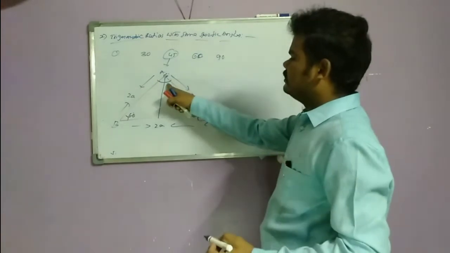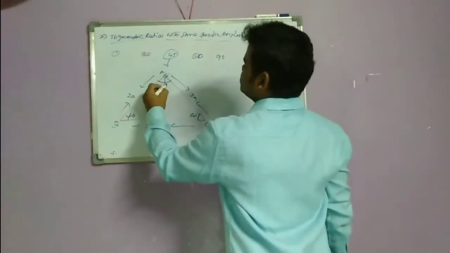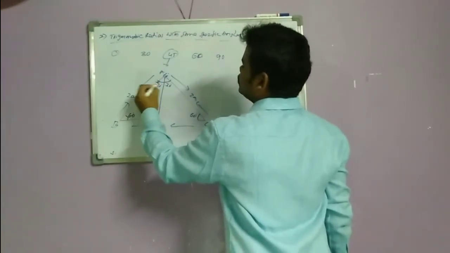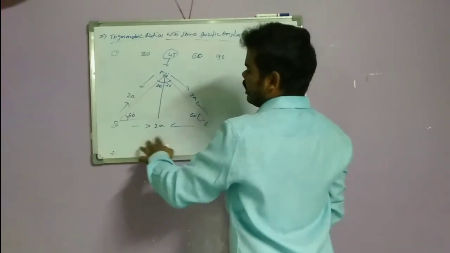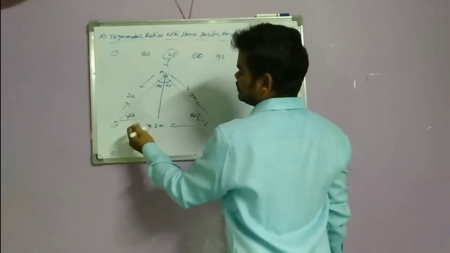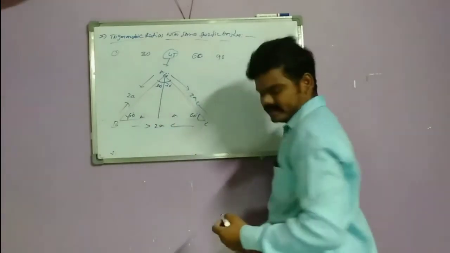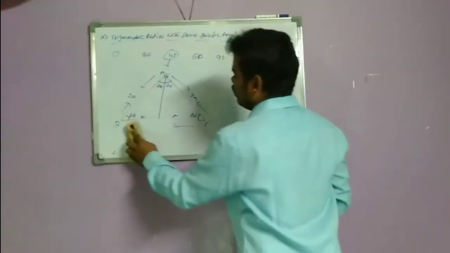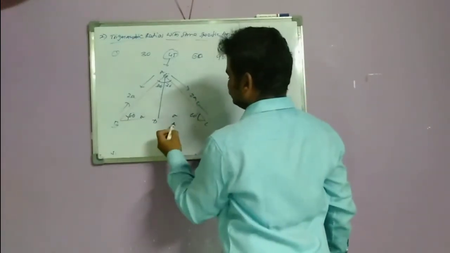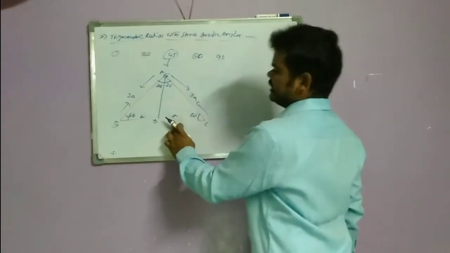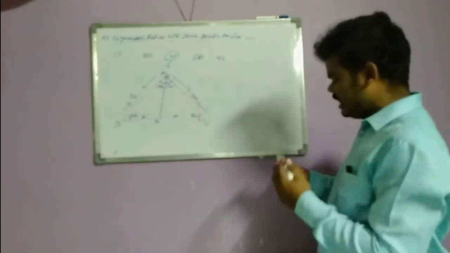But we are dropping a perpendicular. So this perpendicular divides the angle into two equal parts. This is 30 degrees and this is 30 degrees. While the opposite side is also divided into two equal parts. The total length is 2a. This length is a. This length is also a. Now the length of BD is a. The length of CD is a. The length of AB is 2a and the length of AC is also 2a.